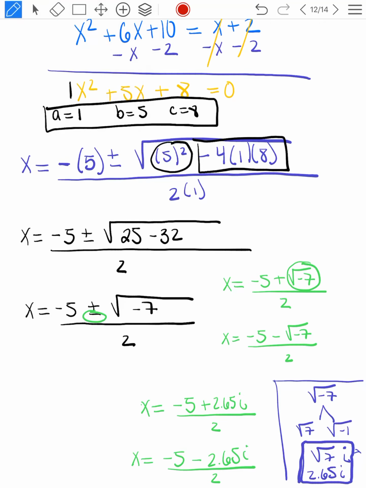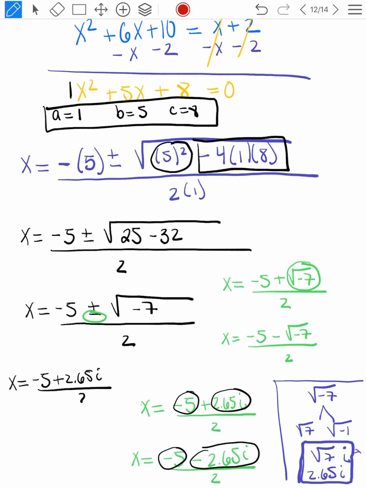Because we can only combine like terms, this negative 5 cannot actually be added to the i. You can't add those together. Same thing here, this negative 5 cannot be subtracted from 2.65i. So unlike in the last problem where we were able to get two pretty nice decimal answers, for this problem we're just going to have to leave it as our answer is negative 5, again, plus 2.65i divided by 2. And our other answer is negative 5 minus 2.65i divided by 2.